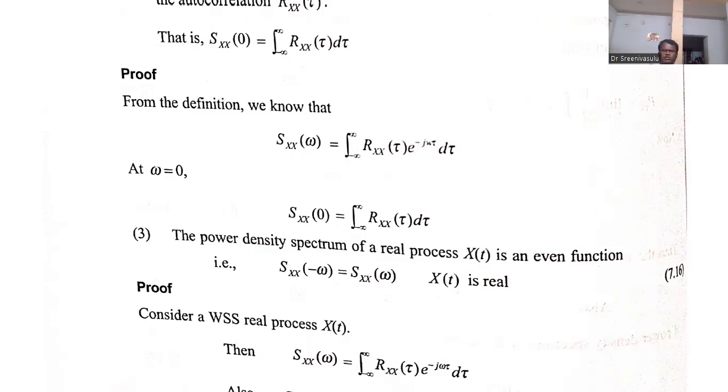So x of t is equal to x of minus t, generally the even function condition. That is going to be applied for power spectral density also. Sxx of omega is equal to Sxx of minus omega. So it is the even symmetry.